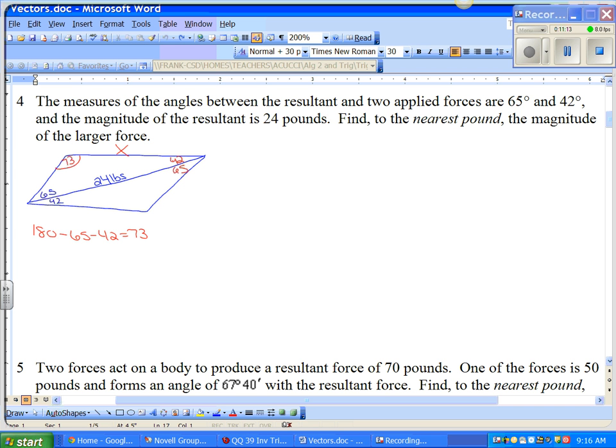How can I find it? Law of sines. Why? Good. I have an angle and its opposite side. I have an angle, I want its opposite side. Okay. Good. Go ahead. Find me the magnitude of my larger force, please. Okay, who wants to walk me through setting it up? Not everybody at once, that's overwhelming.